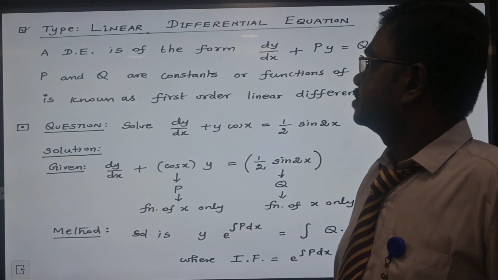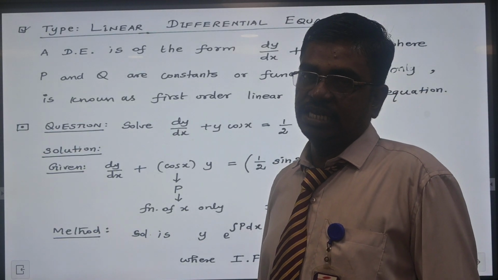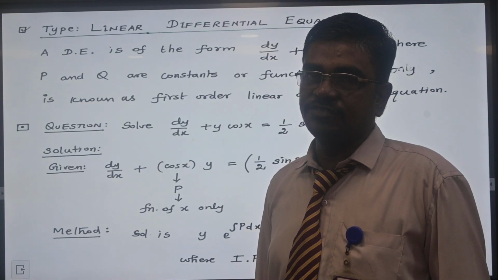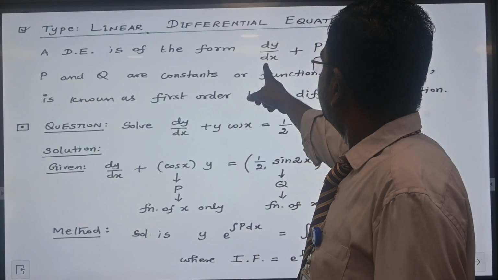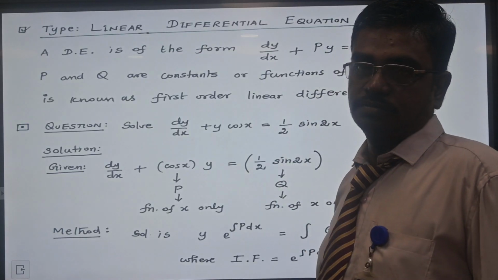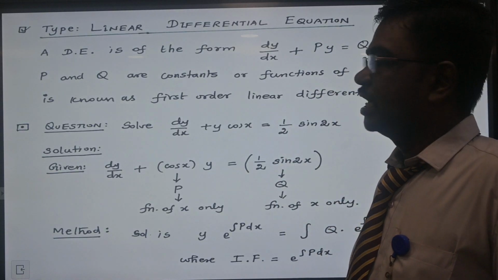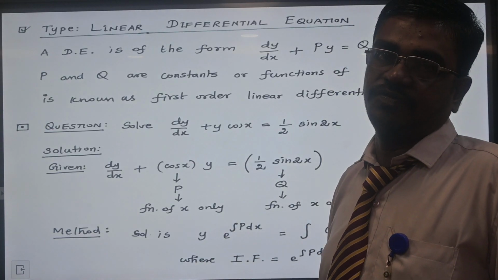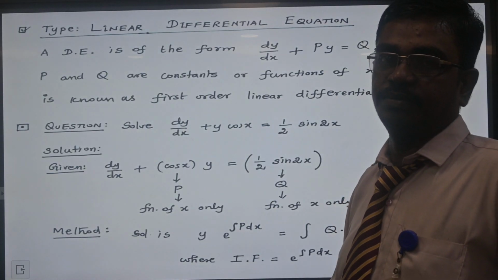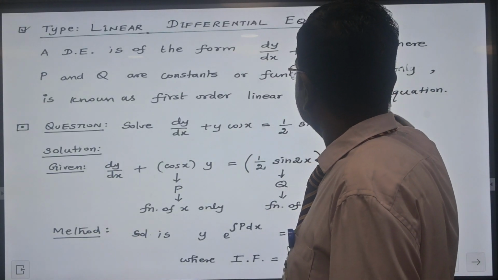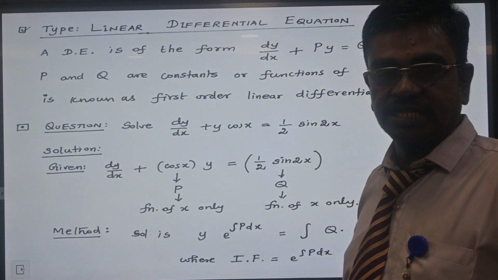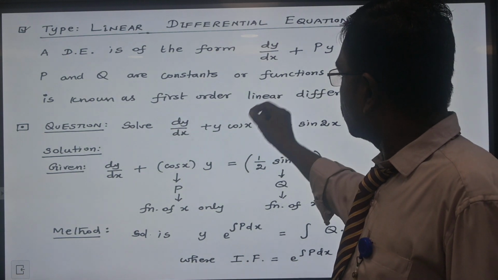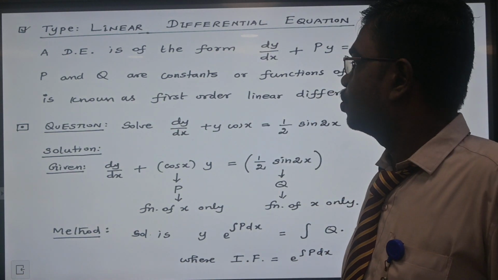Another type is first order and first degree linear differential equation. What is the form of a linear differential equation? dy by dx plus py equal to q. This is the linear differential equation, where p and q are constants or functions of x only. x means the independent variable. So this is called a linear differential equation.